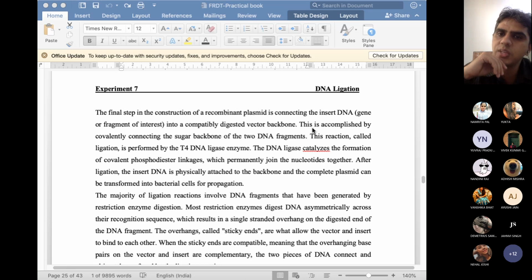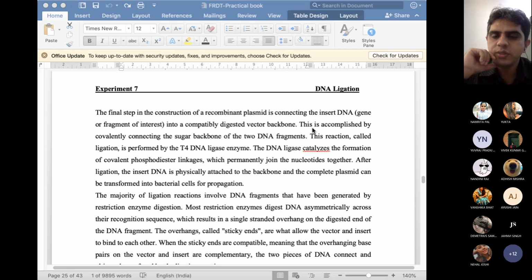So the aim of the ligation is creating a phosphodiester linkage, which means you are linking the phosphate group present at the 5 prime end and the OH group present at the 3 prime end. This is the prerequisite that must be there if you want to conduct any ligation. There must be a 3 prime OH and a 5 prime phosphate.